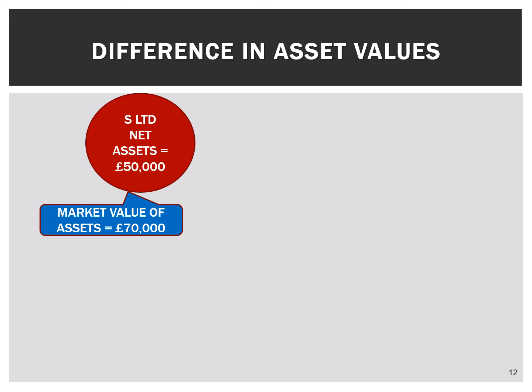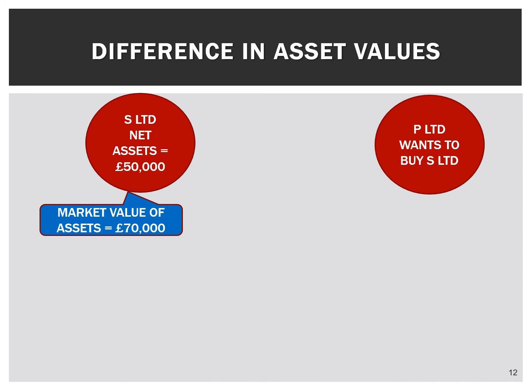If the company sold all of those assets at the present time, then the result would be a bank account with a balance of 70,000 in the bank. Now, if another company comes along and wants to buy all the shares in S Limited from the existing shareholders, then those shareholders, if they've got any sense, won't be happy to sell the company for the balance sheet value of 50,000. They'll want to receive a payment that reflects the current market value of assets, which is £70,000.